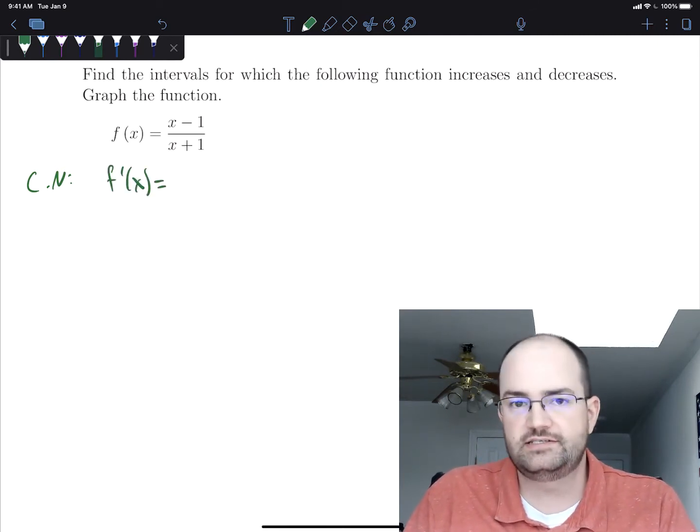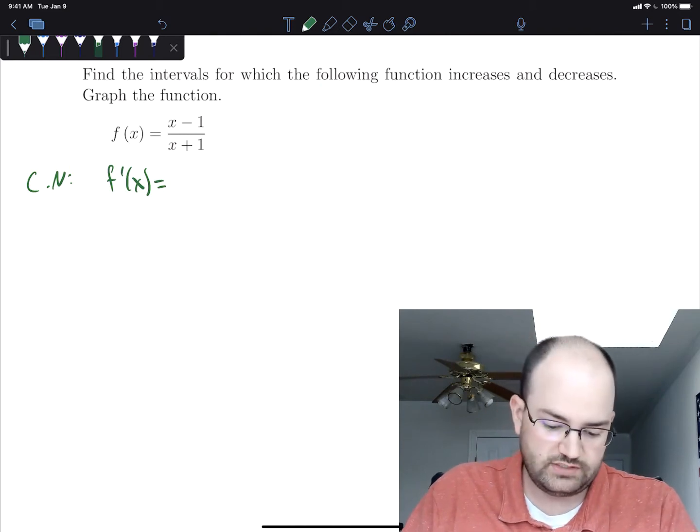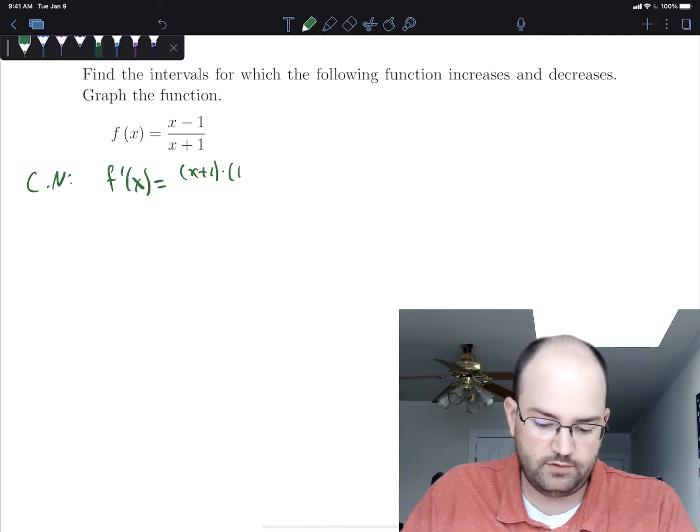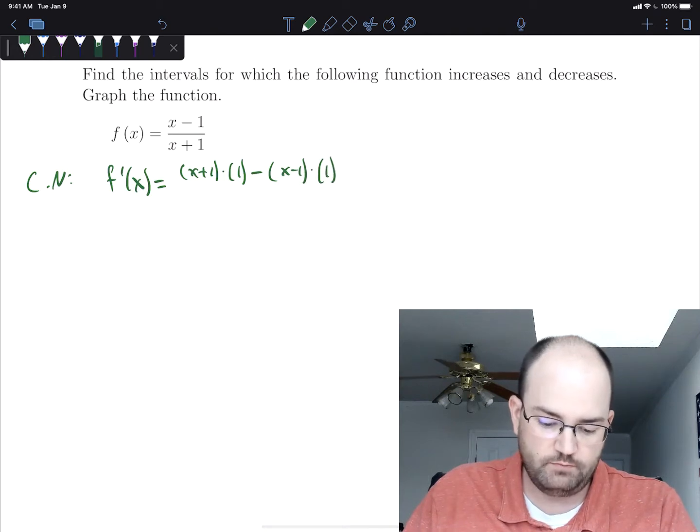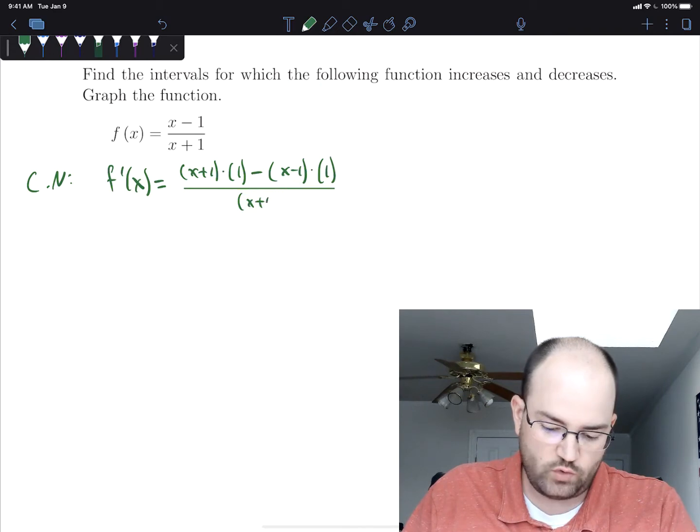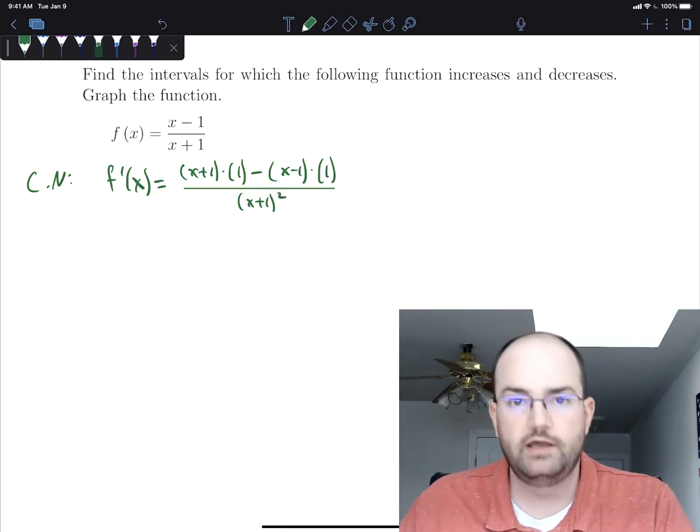Well, since this is a quotient, we'll use the quotient rule, which is the bottom, x plus 1, times the derivative of the top, which is 1. And then minus the top, x minus 1, times the derivative of the bottom, 1. And then all over the bottom squared. Excellent.